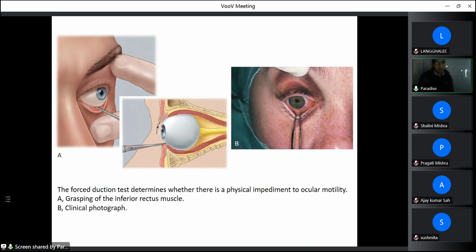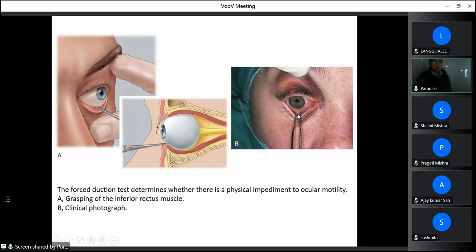It is done by, you have to move the lower eyelid downward, and you have to hold the inferior rectus muscle, which is present just below the sclera in this area. So you have to hold the inferior rectus muscle, and you have to move the eyeball manually, superiorly, inferiorly, as well as laterally. If you can move the eyeball easily, superiorly or laterally or medially, then it indicates that the inferior rectus muscle is not entrapped.